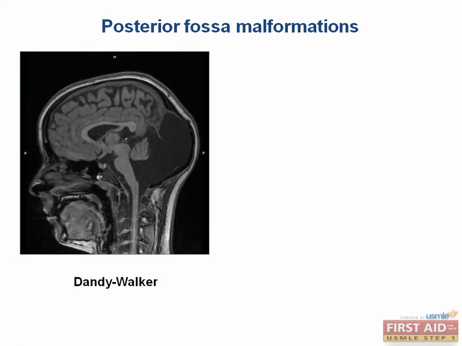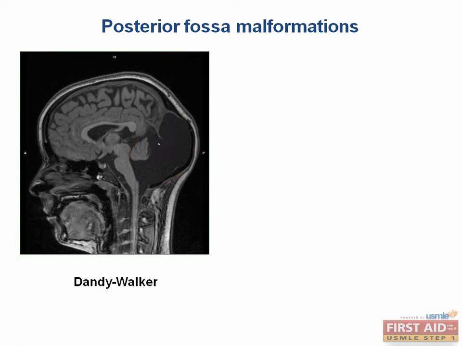Dandy-Walker syndrome results when there is an agenesis of the cerebellar vermis. This allows for the expansion of the fourth ventricle. In this T1 weighted MRI, you can see that there is a huge enlargement of the posterior fossa. The cerebellum is hypoplastic, much smaller than it should be, and the fourth ventricle is continuous with the cyst, seen here.